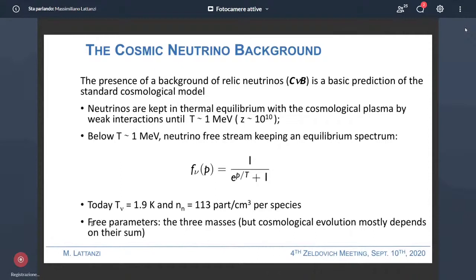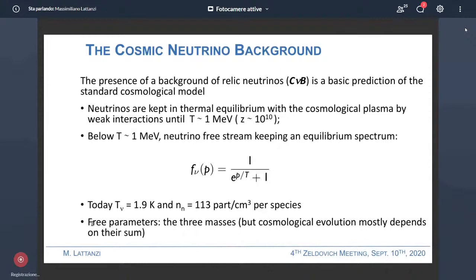So once you put these ingredients together, you have that neutrinos are in equilibrium when the temperature of the universe is larger than 1 MeV. Then after that, they decouple from the cosmological plasma and they start to free stream. So they basically don't interact anymore with the cosmological plasma. This means that today we have a background of relic neutrinos with a temperature of 1.9 Kelvin, so slightly colder than the cosmic microwave background, the photons, and a density which is of the same order of magnitude, roughly 100 particles per centimeter cube per neutrino species.